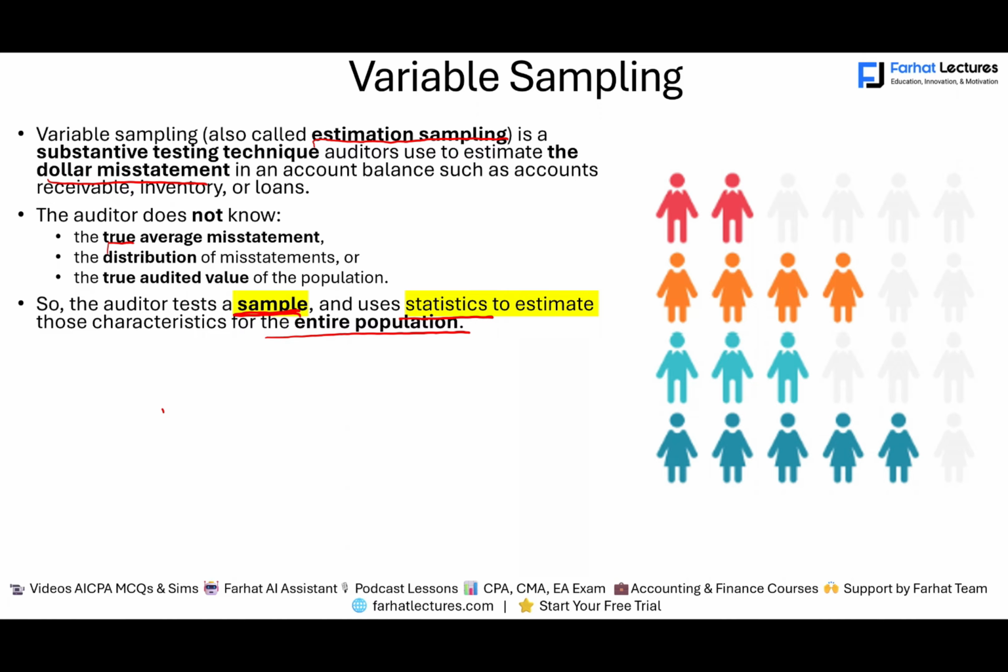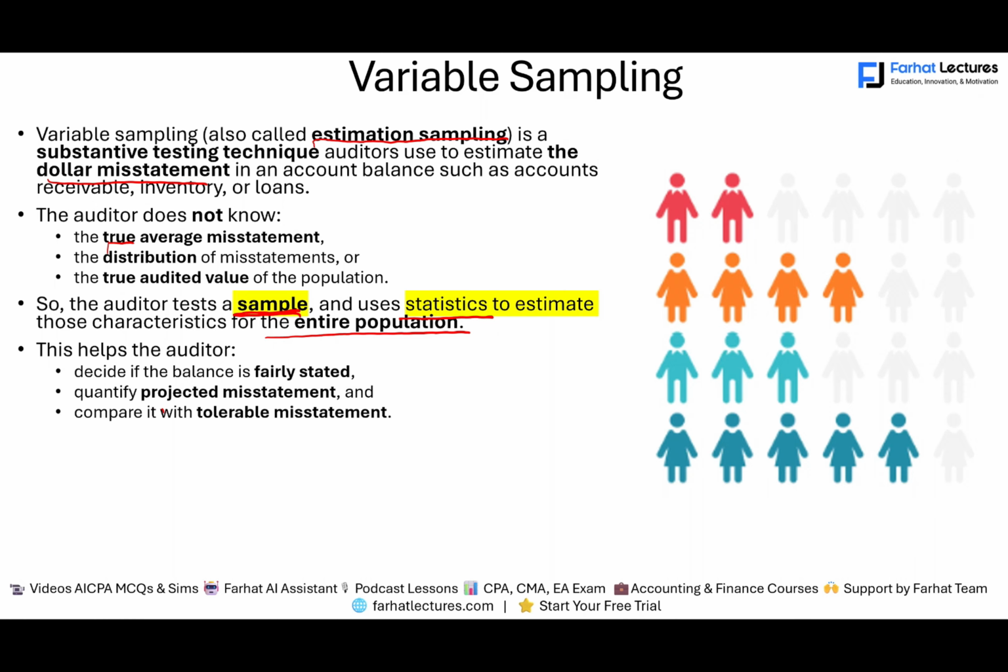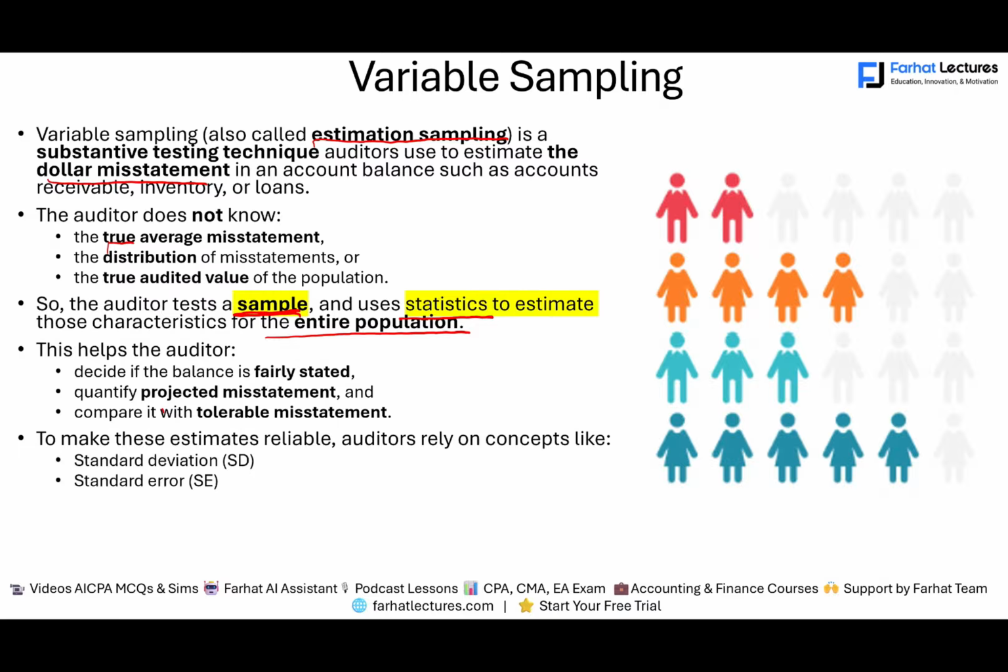A sample, we're going to use the sample plus some statistics to make a decision to help us decide whether the balance is fairly stated, quantify the projected misstatement and compare that to the tolerable misstatement and decide whether to accept or not. Now, to make those statistical estimates reliable, we have to rely on statistical concepts like the standard deviation, the standard error, the confidence level, the sampling distribution. All these terms you should be familiar with if you took basic statistics.